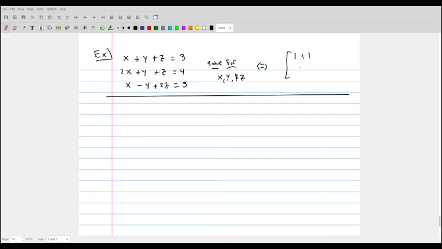1, 1, 1, 2, 1, 1, 1, negative 1, 2, times the unknown vector x, y, and z is equal to 3, 4, 5. So the augmented form of the system is going to be 1, 1, 1, 2, 1, 1, 1, negative 1, 2. We put a line, 3, 4, 5.